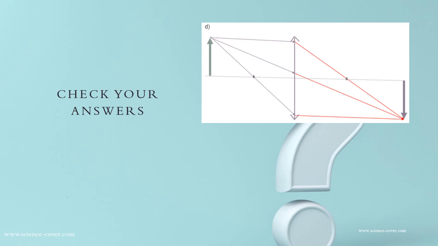In D, we can see that the three rays of light will converge to a point where they form an image.